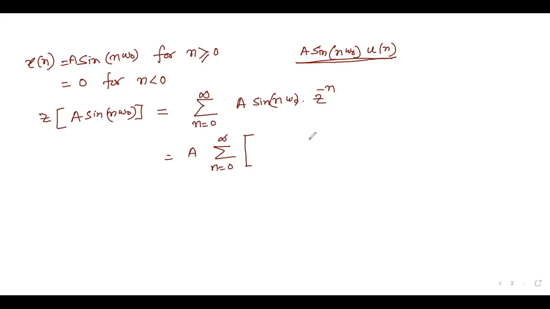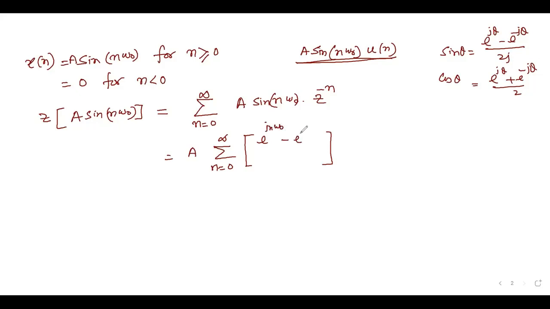What can we write here? We know sine theta is equal to e to the power j theta minus e to the power minus j theta by 2j. Similarly, we know cos theta is e to the power j theta plus e to the power minus j theta by 2. So we can write this as e to the power j n omega 0 minus e to the power minus j n omega 0 by 2j, times z to the power minus n. All right, that means a by 2j is constant.